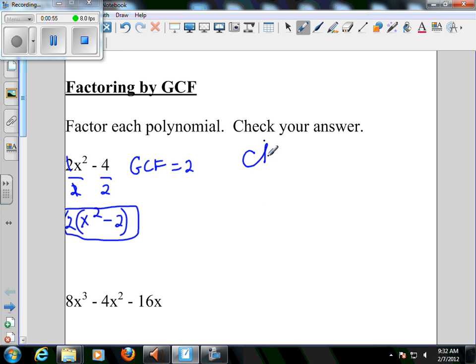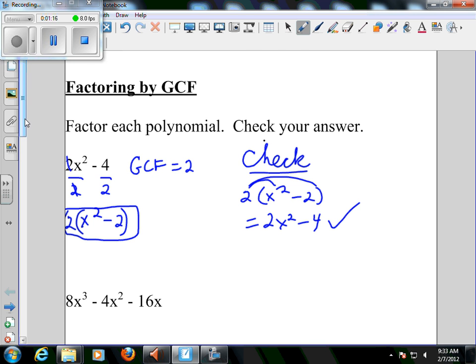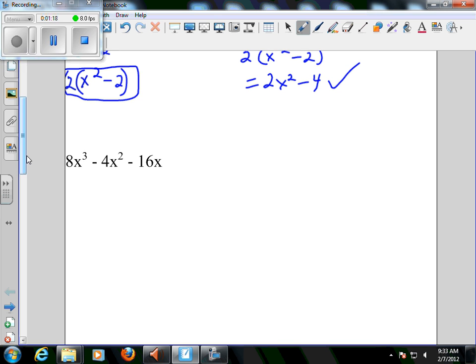Now if we want to check that, what we're going to do is actually distribute. So we're going to say 2 times x squared minus 2, distribute, and we end up with 2x squared minus 4, which you notice was our original problem. So that did check. And that's basically how you check your answers. You're going to multiply your factors together.